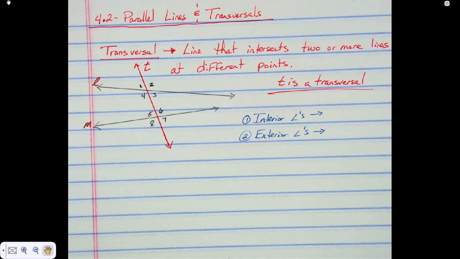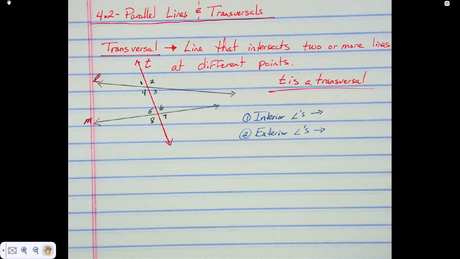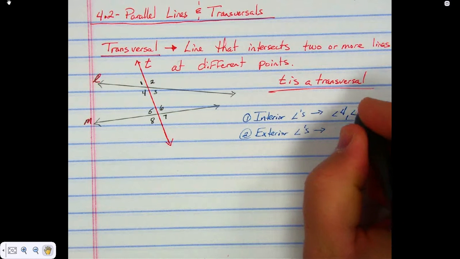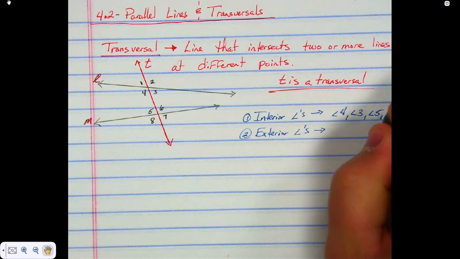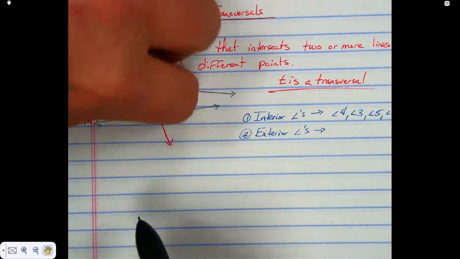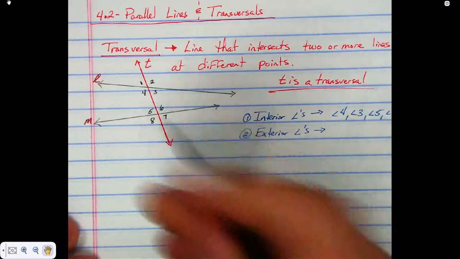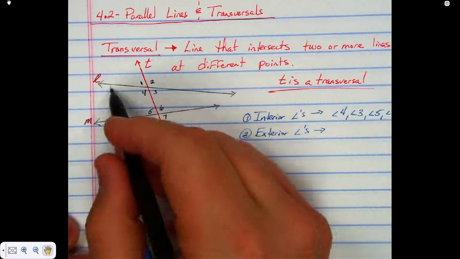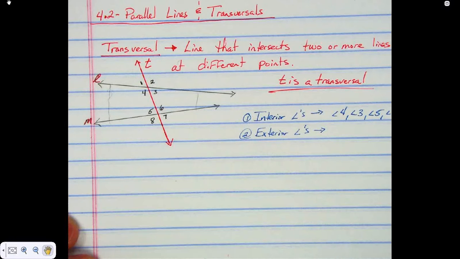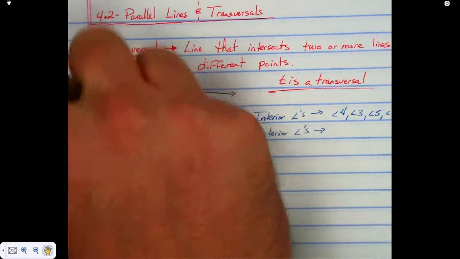If you were guessing, what would you guess the interior angles would be here? The inside angles. Which ones would you think that would be? Angle 4, angle 3, angle 5, and angle 6. It looks that way because these two lines are kind of enclosed. Like if I drew a line here, here's the inside of the house, here's the front yard, here's the backyard, right? And you would be exactly right.